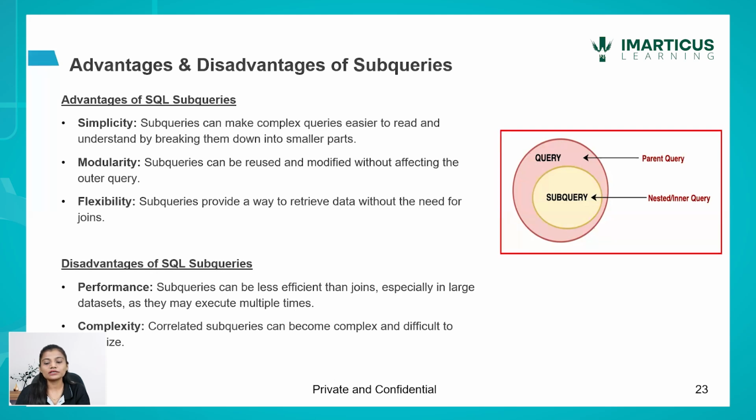Complexity. Correlated subqueries can become complex and difficult to optimize. Now, when you add multiple correlations between the subqueries, it will be more complex in nature, and that can lead to confusion within the queries and the outcomes, and it can become difficult to manage because it becomes heavy and computationally inefficient. So, these were certain disadvantages of a subquery.